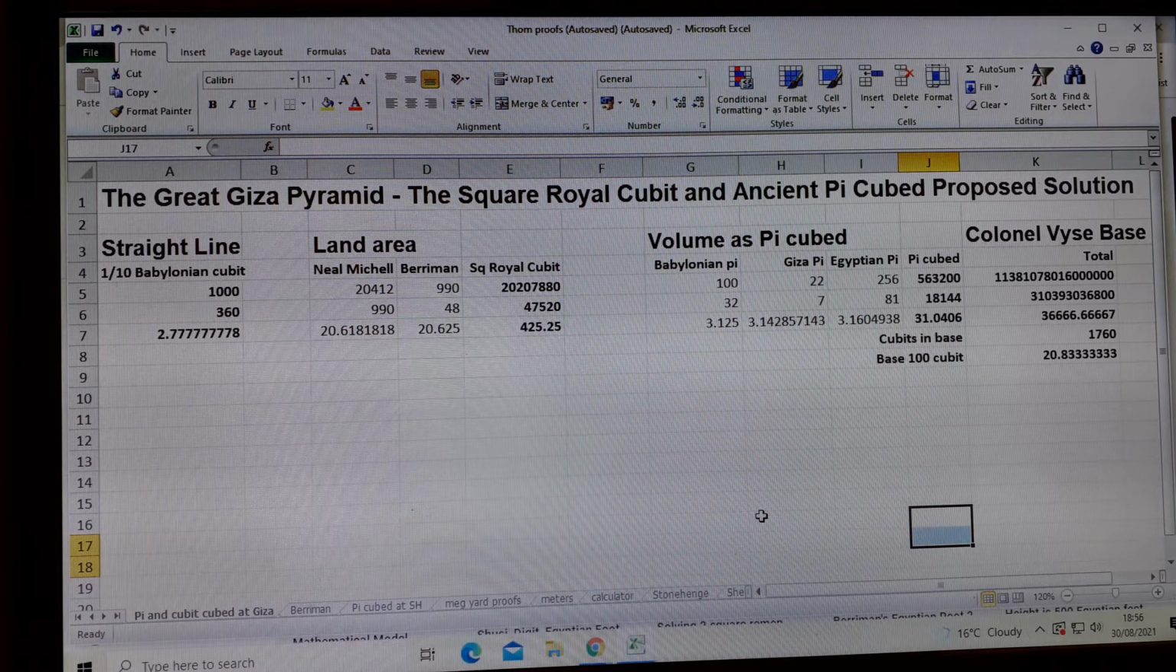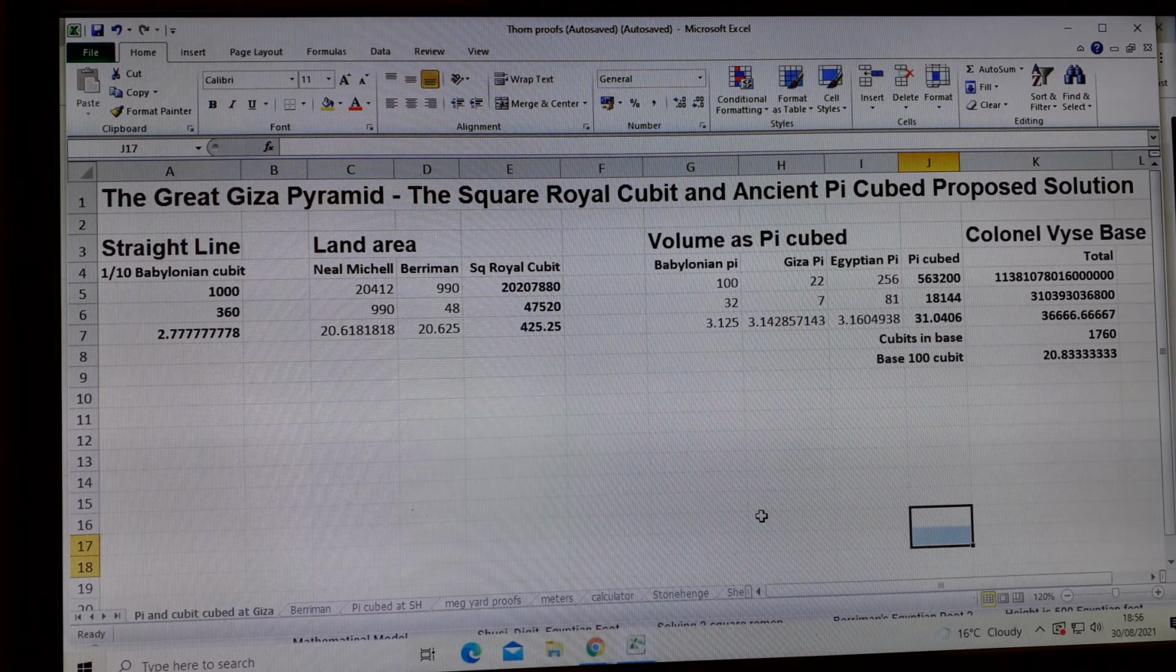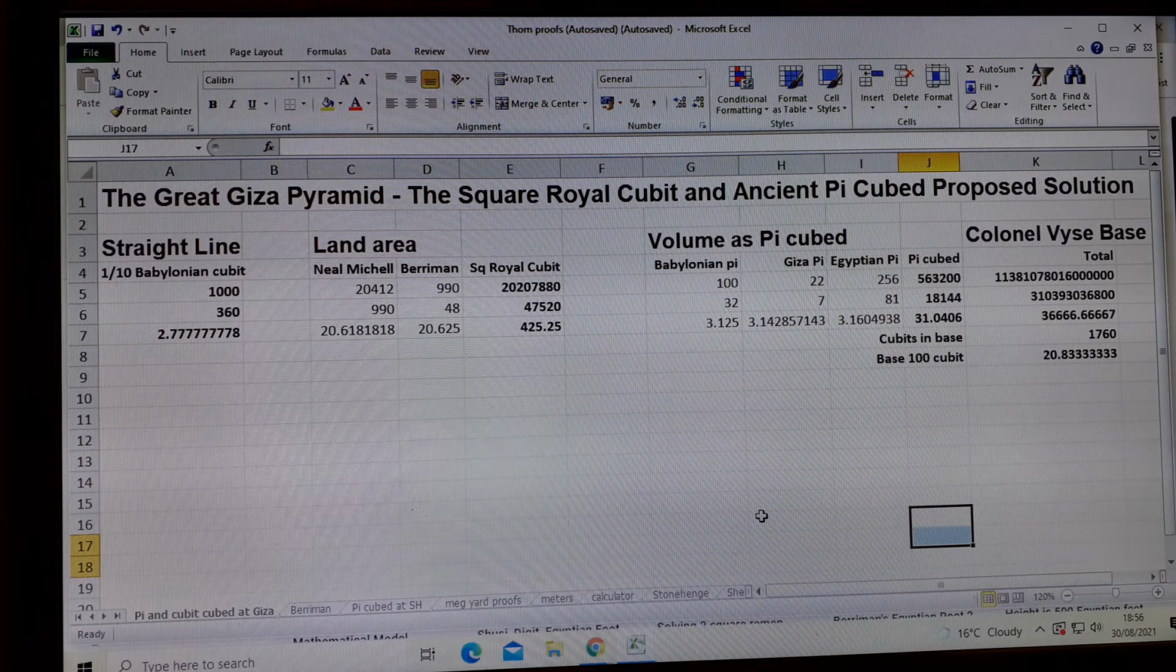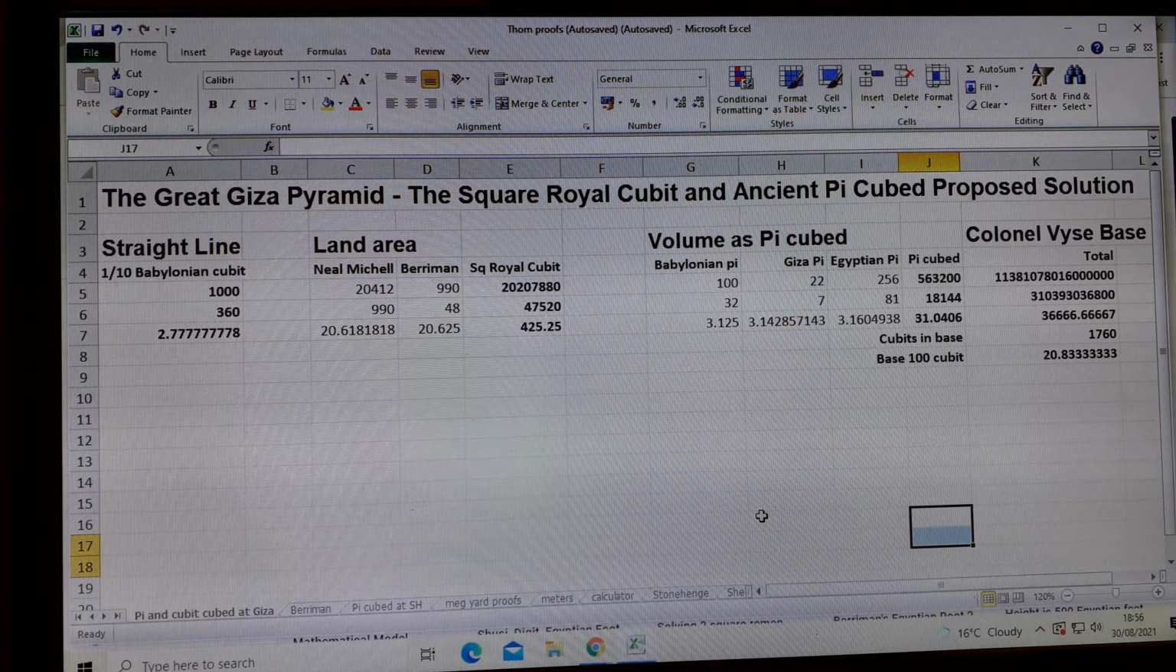The unit of land area is the Neal and Michell cubit multiplied by the Berriman royal cubit, and one's 20.6181818 and the other's 20.625. Neal and Michell comes out at 20412 divided by 990 and is crosscast against Berriman's cubit of 990 divided by 48. We multiply those two together, we get 202.07880 divided by 47520, giving a net royal square cubit of 425.25 square inches.